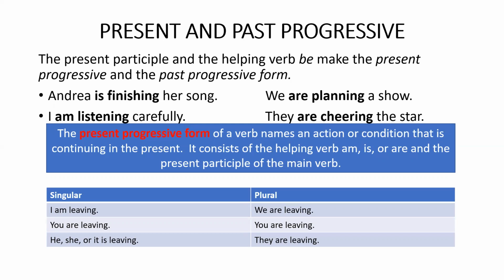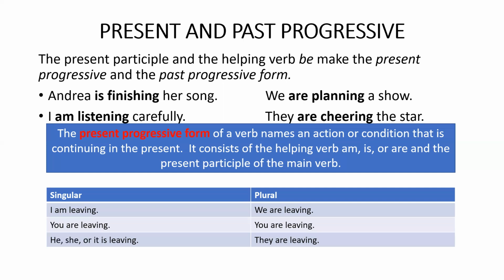Andrea is finishing her song. We are planning a show. I'm listening carefully. They are cheering the star. The present progressive form of a verb names an action or condition that is continuing in the present. It consists of the helping verb am, is, or are and the present participle of the main verb.